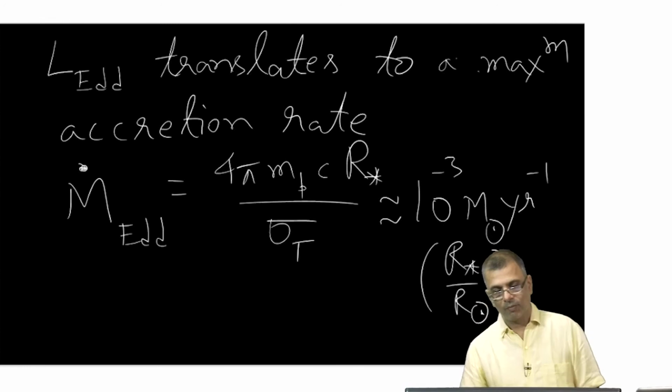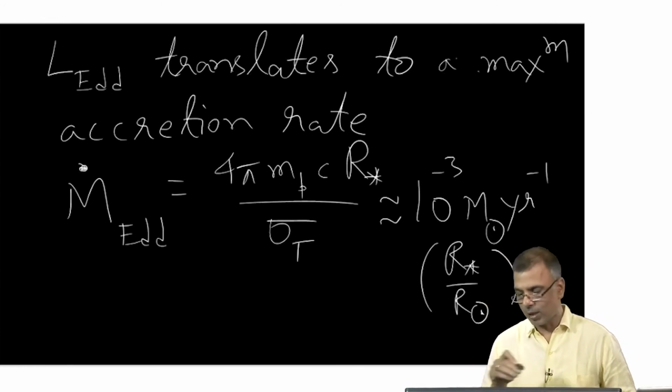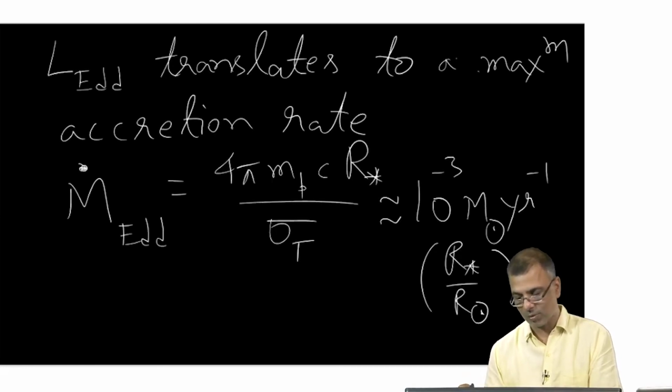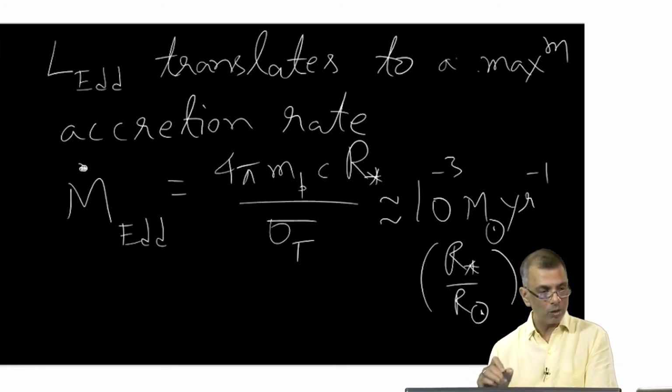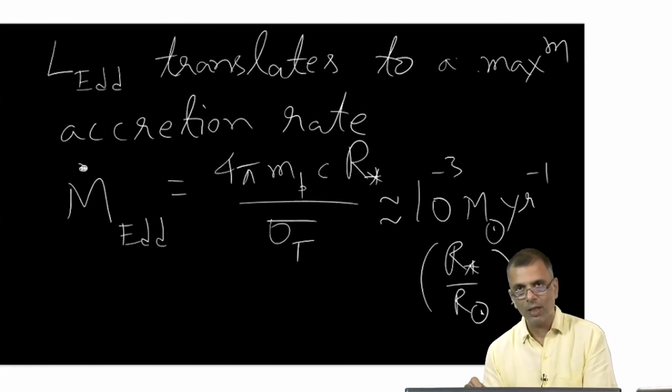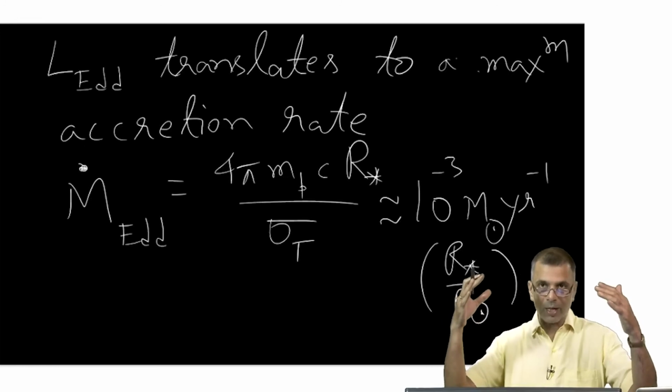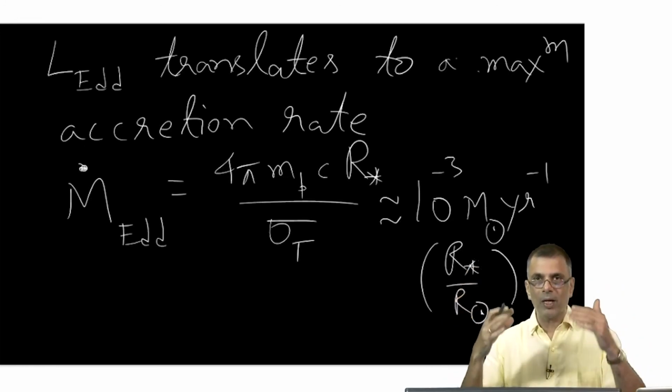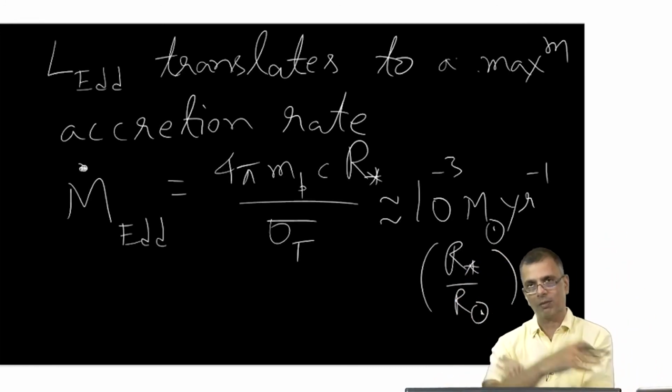What this is saying, if you look at this kind of formula, is that if your object has a radius R star, which is something like 1 solar radius, it can at most accrete 10 raised to minus 3 solar masses per year. That is all it can accrete. If it accretes anything more than this, it will be blown off. The matter cannot settle down on the surface. The matter will be blown off by radiation pressure.